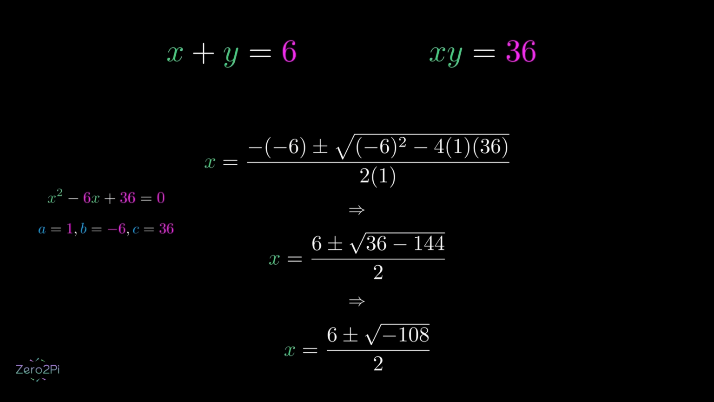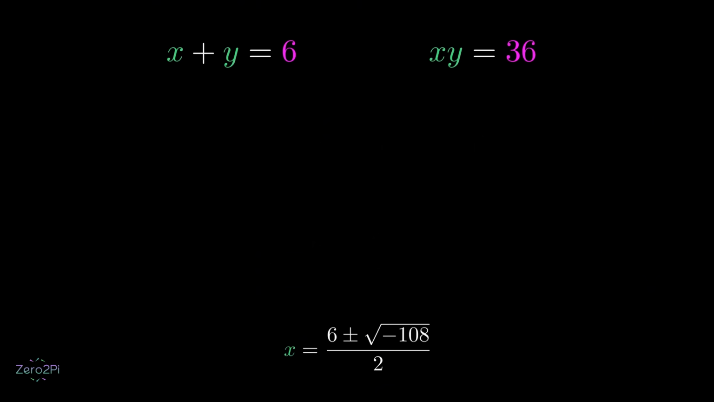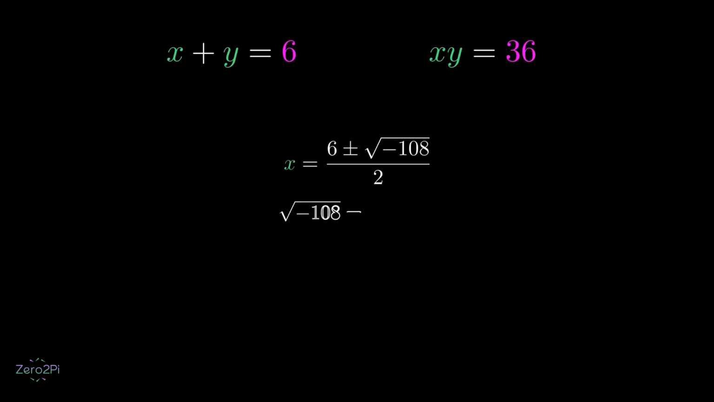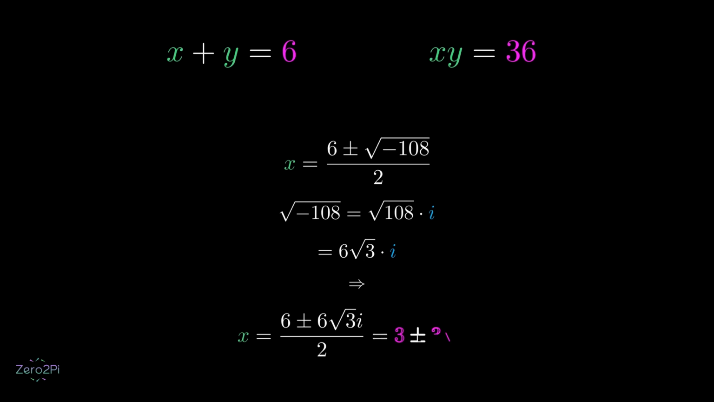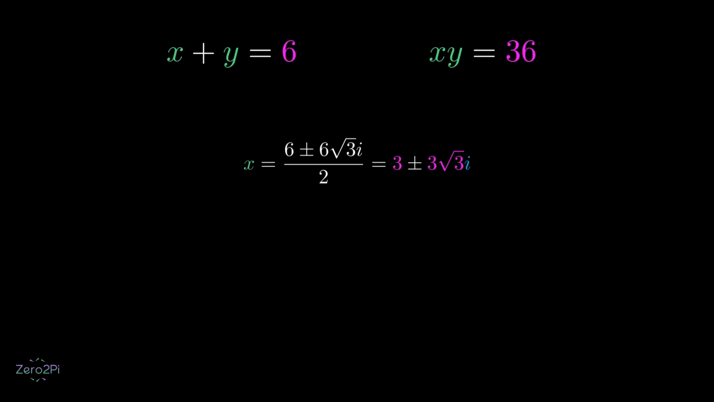Now hold on. Negative 108 under a square root? This is why we couldn't find real solutions. The discriminant is negative. That's where imaginary numbers come in. The square root of negative 108 becomes 6 times root 3i. Finish the calculation, divide by 2, and we get our x values. 3 plus or minus 3 times root 3i. Two solutions, both complex. What about y?